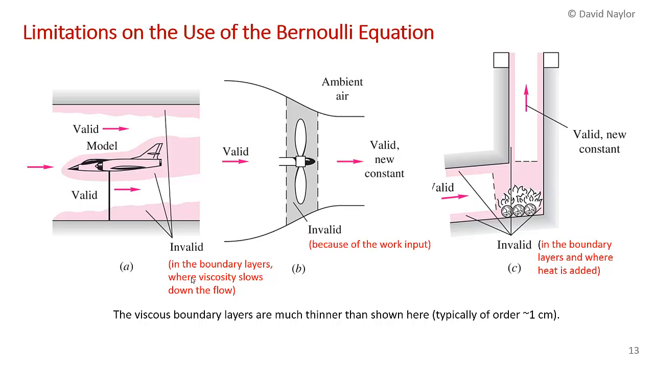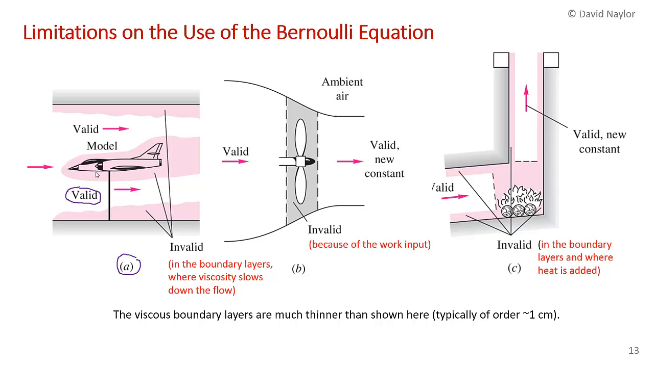This figure is taken from your book, talking about the limitations on the use of the Bernoulli equation. And they make some of the same points that I've already made. If you're looking, they're showing here a jet, the one on the left here, they're showing a jet aircraft in a wind tunnel. And what they're saying is you can apply Bernoulli's equation away from the wall. So it's valid away from the wall, but very close to the wall or the surface of the wind tunnel or the surface of the aircraft, viscosity dominates and you have the no-slip condition. And so you shouldn't be applying Bernoulli's equation very close to the surface.